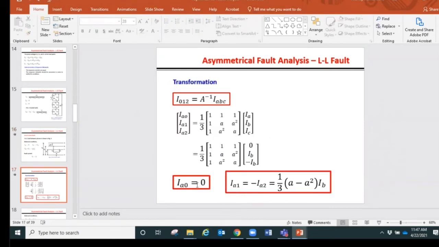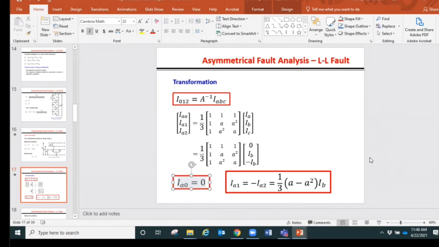So after doing the manipulation, we will arrive at these 2 equations from this transformation of the phase currents into sequence components of currents. These are the phase currents IA, IB, IC. These are the sequence components of current that we will get using the phase currents that we wrote in the boundary conditions. So we will now find that Ia0 is equal to 0, whereas Ia1 is not going to be equal to Ia2 like what happened in single line to ground fault. In this case, Ia1 is equal to Ia2, but Ia2 will have a negative sign, or vice versa.